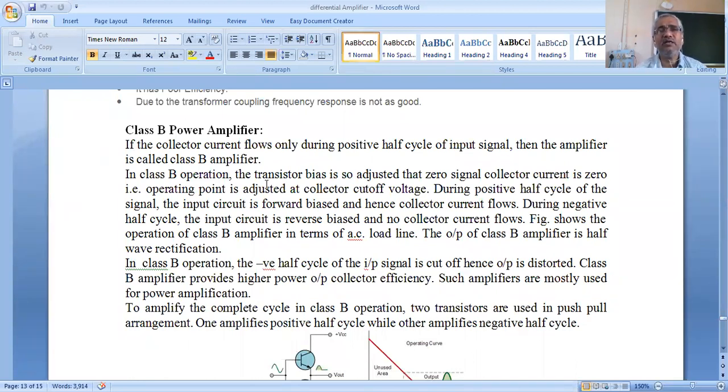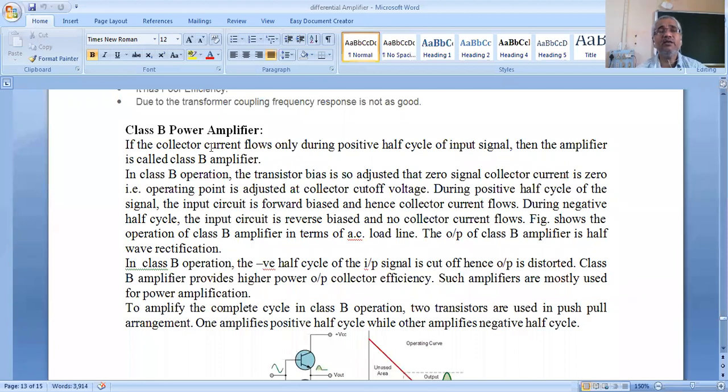So if the collector current flows only during the positive half cycle of the input signal, then the amplifier is called a class B amplifier. So in a class B amplifier, the collector current will flow only for a half cycle of the input signal. It may be the positive half cycle or it may be the negative half cycle. We can amplify either half cycle depending upon your circuitry.